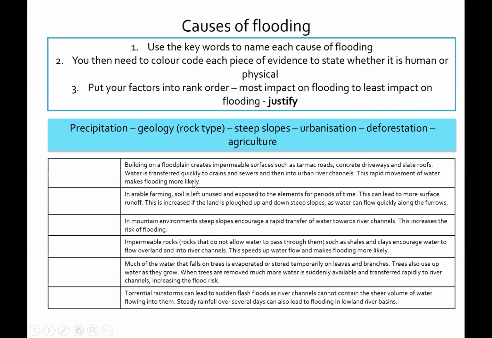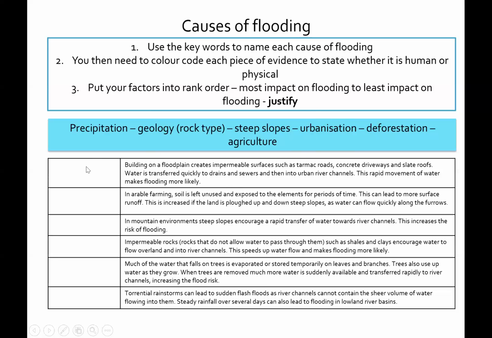So for example, that first one says, building on a floodplain creates impermeable surfaces such as tarmac roads, concrete driveways and slate roofs. Water is transferred quickly to drains and sewers and then into urban river channels. This rapid movement of water makes flooding more likely. So that obviously is talking about urbanisation. It's talking about building in that drainage basin. So what you'd do is you'd write urbanisation and you'd then write that explanation as to why urbanisation causes flooding.